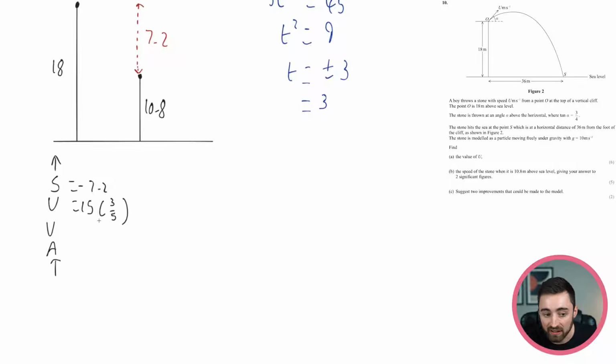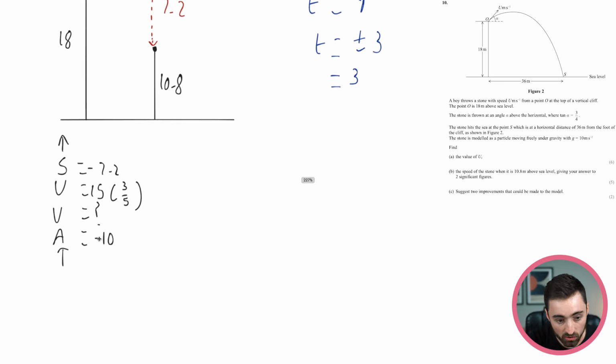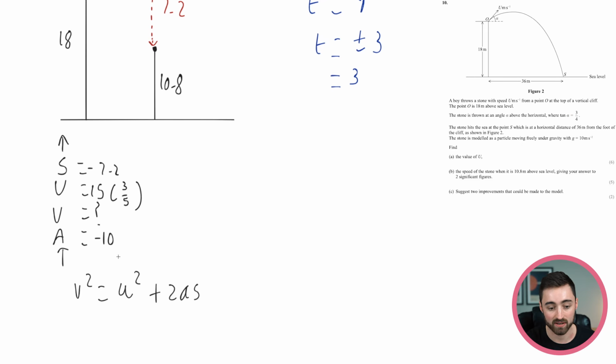V, we don't know that yet, but I think that's what we want because we're asked for speed. A, again, it's minus G, so minus 10. So I think I'm good in this case. I don't know time, but I don't need it. So, acceleration, S, U, and V. I believe I can use V squared equals U squared plus 2AS. And I want V squared here, don't I?